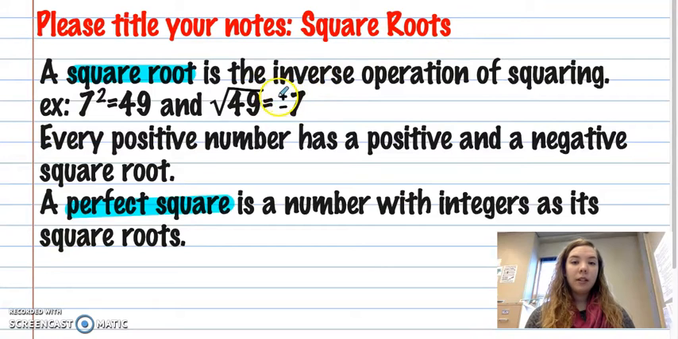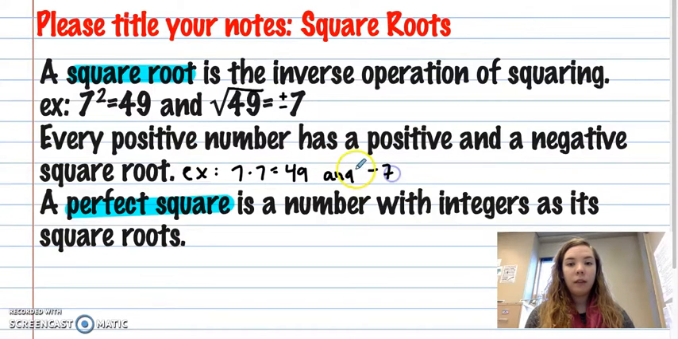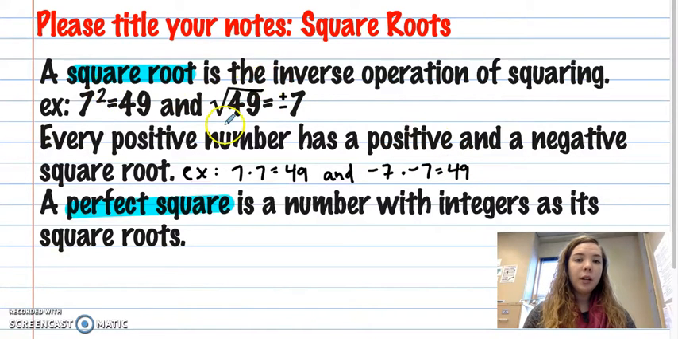Okay? The reason I have this little symbol in front is because a positive and a negative 7 multiplied together would both be 49. So that's what that says here. Every positive number has a positive and a negative square root because, an example here, 7 times 7 is 49, and negative 7 times negative 7 is also positive 49 because two negatives make a positive. So when you take the square root of something, it's positive 7 and negative 7. But instead of writing it out as two separate answers, we just put this plus or minus in front.